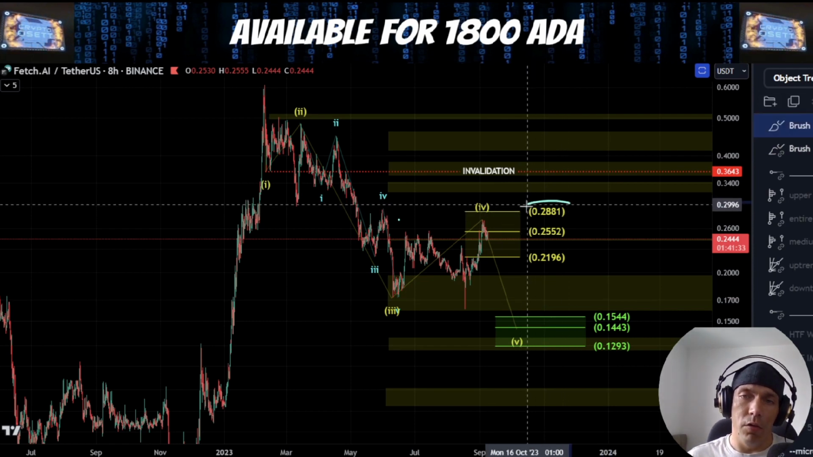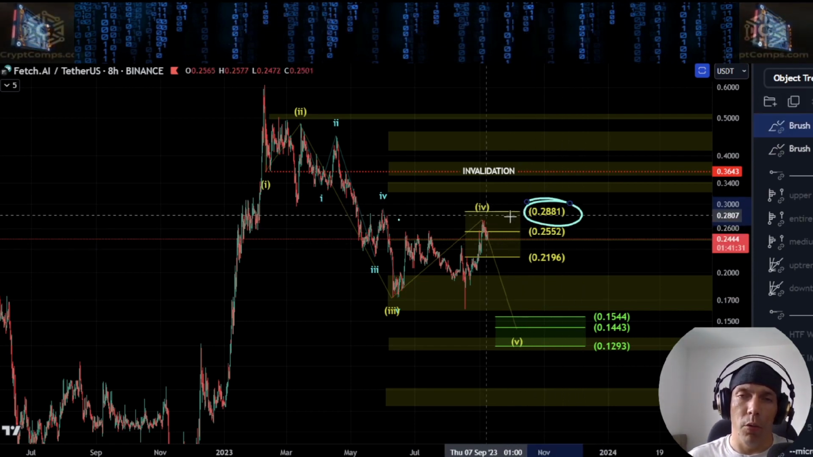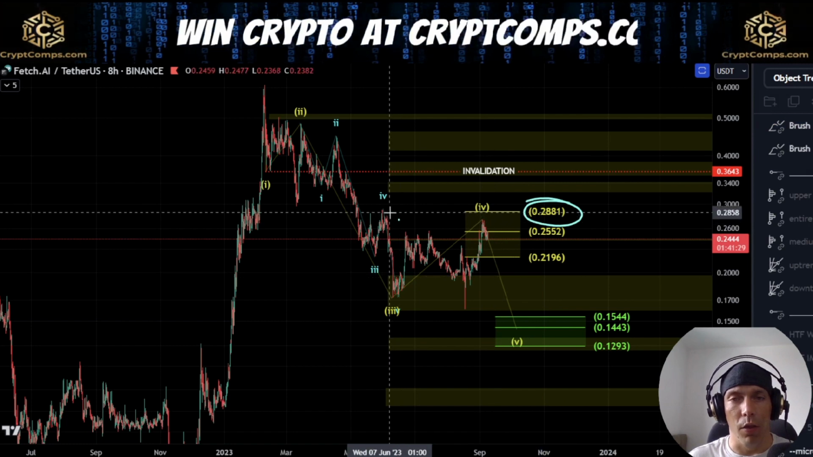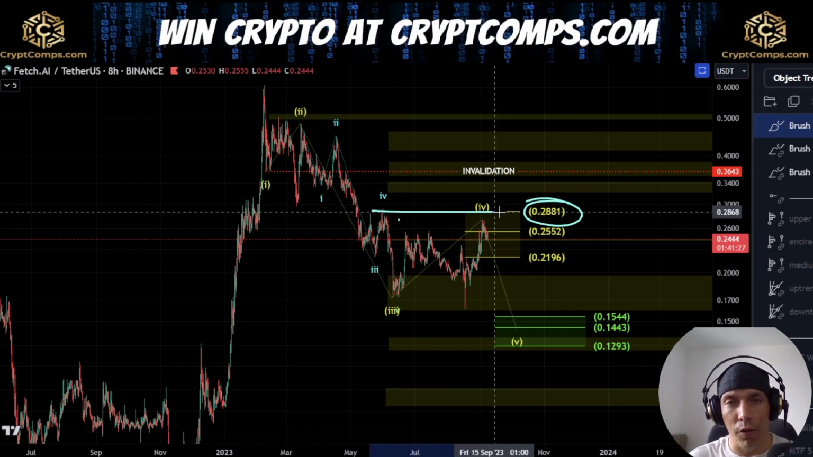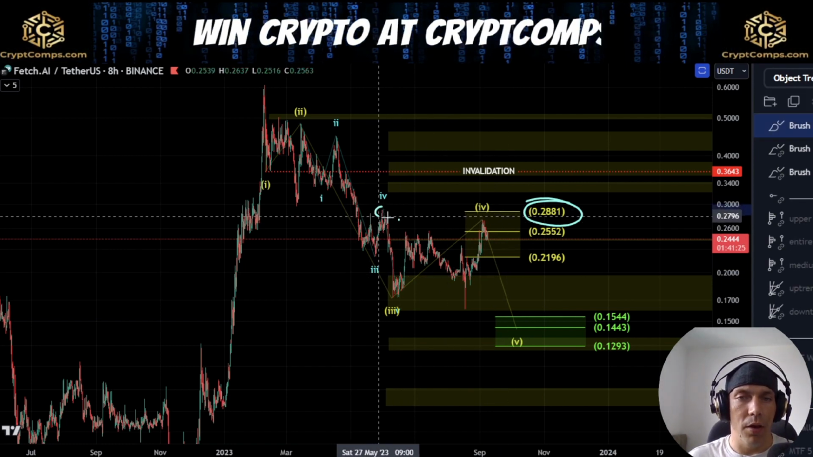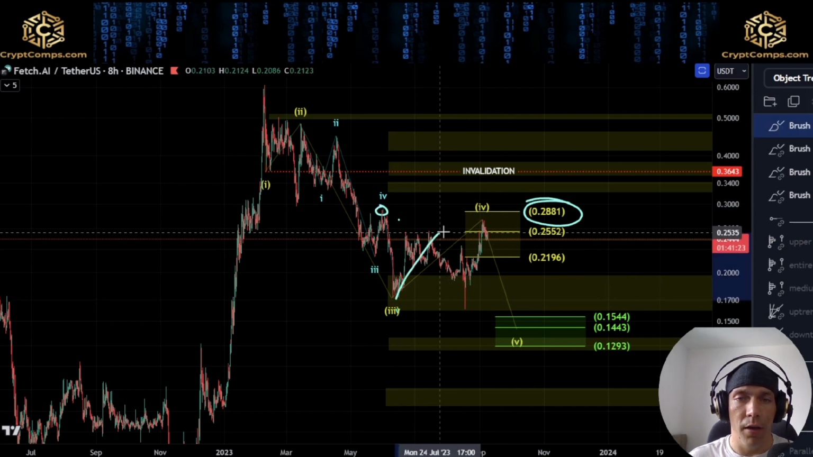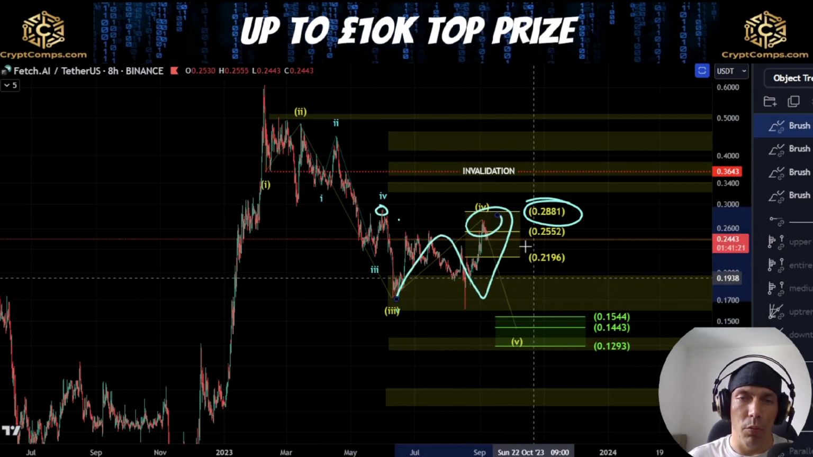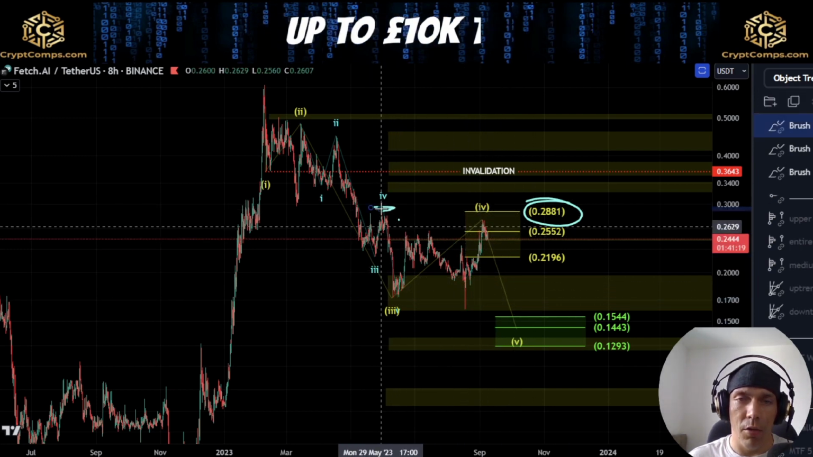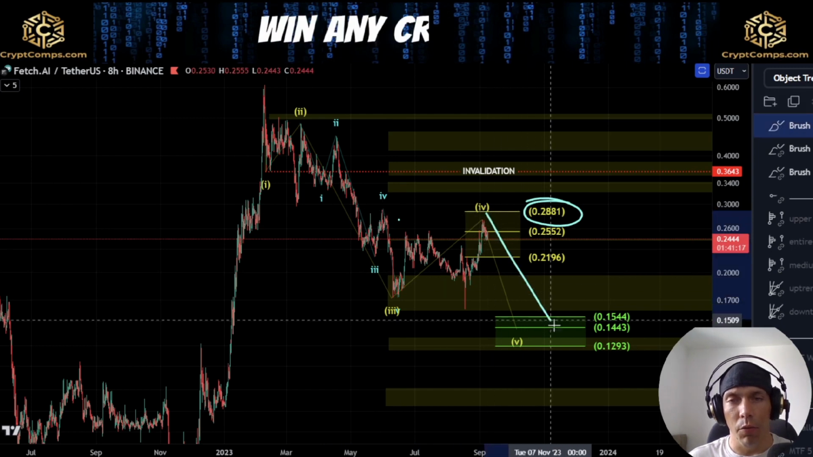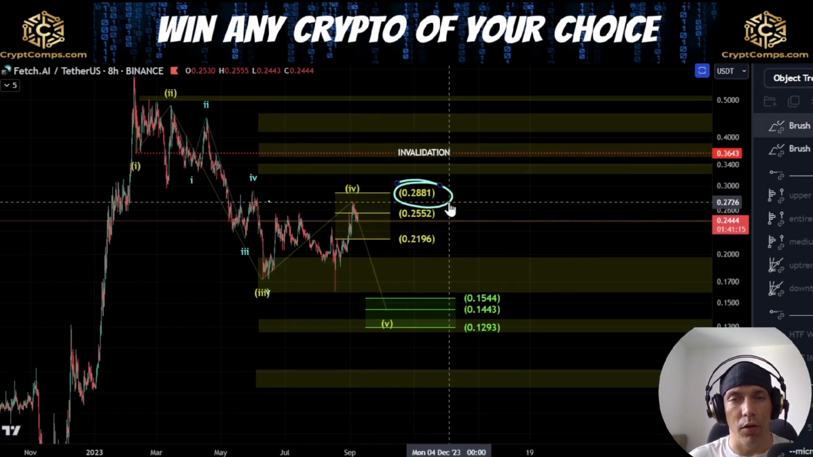Now, the zone that we typically don't want to cross for wave 4 is this 28.81. This is lining up quite nicely with this high over here. So I'm going to be keeping an eye on this, the previous 4th wave high here. If we do see price looking to push up one more time, I'm going to be keeping an eye on this area as a possible interaction before seeing this 5th wave to the downside.